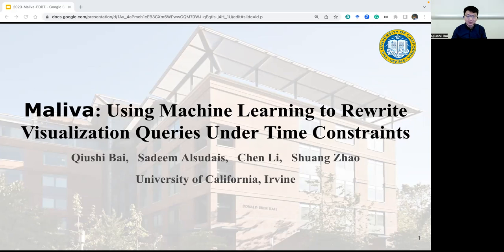Today, I present our work, Maliva, using machine learning to rewrite visualization queries under time constraints. This work was done jointly with my colleague, Sadim Alsudayes, Professor Chen Li, and Professor Shuang Zhang.